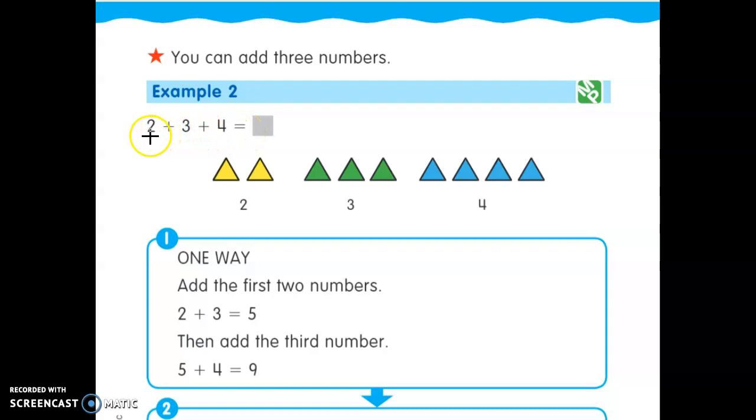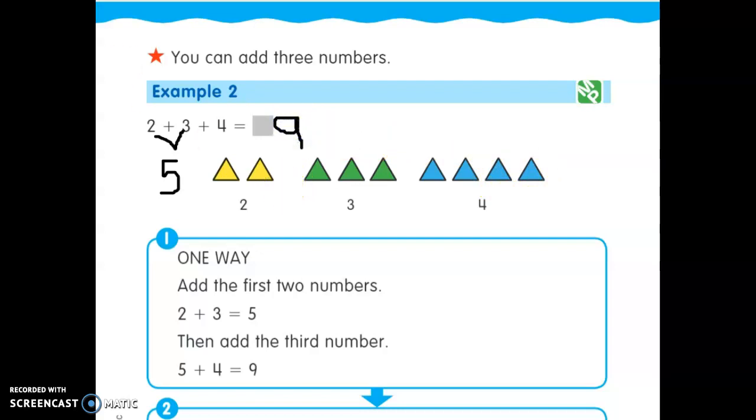So let's find out. The way I do it is I add 2 numbers at a time first. So let's add 2 plus 3. Let's do 1, 2, 3, 4, 5. I'm going to put a 5 here. Okay, so now I need to add 5 plus 4 more. So let's count 5, 6, 7, 8, 9. So my answer is 9.